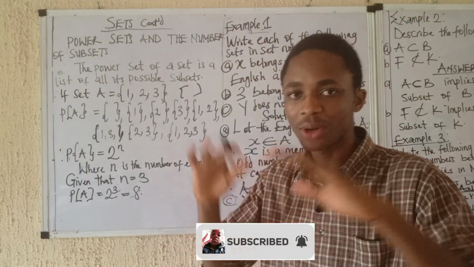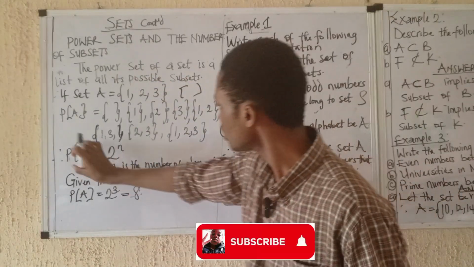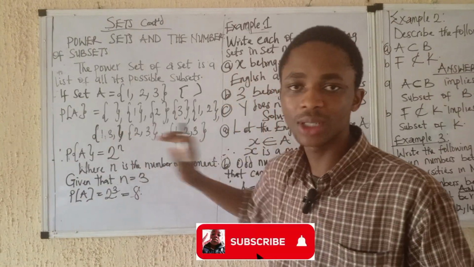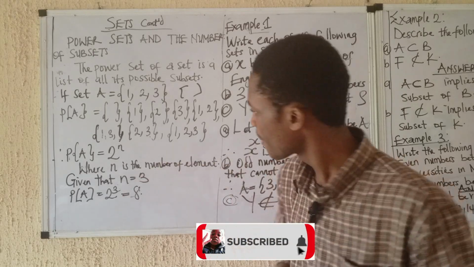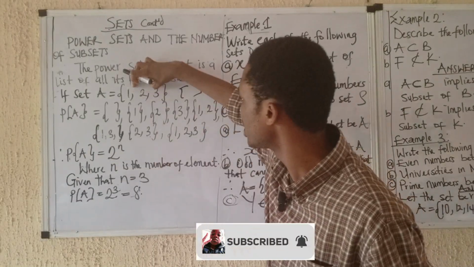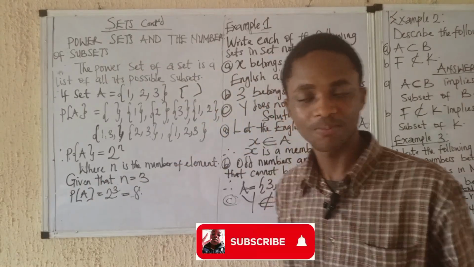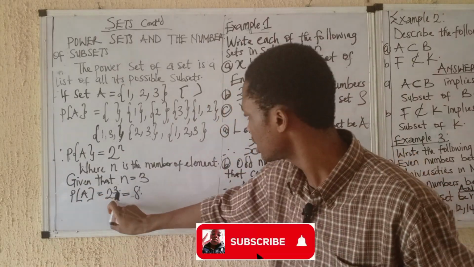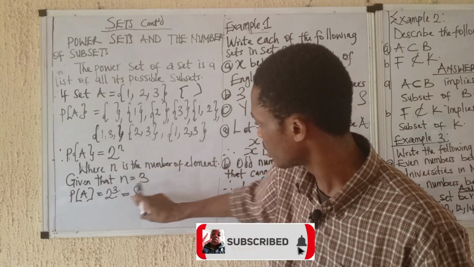Now, to determine the number of possible subsets, which is the next point we will be dealing with, we use the formula: the number of subsets of set A equals 2 raised to the power of n. This is the formula for calculating the number of subsets of a set, where n is the number of elements. The number of elements here is 3, so n equals 3. Applying the formula, 2 to the power of 3 equals 8.